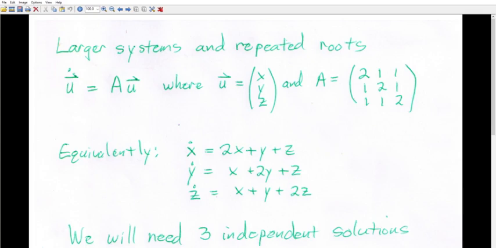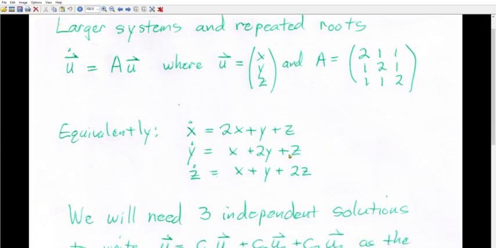Today, we will be looking at systems that are larger than 2 by 2, and we will be considering a case in which one of the roots of the characteristic polynomial is repeated. So we're going to be looking again at u dot equals AU, where U is now XYZ, so we have three components now, and A is the matrix 2, 1, 1, 1, 2, 1, 1, 1, 2.